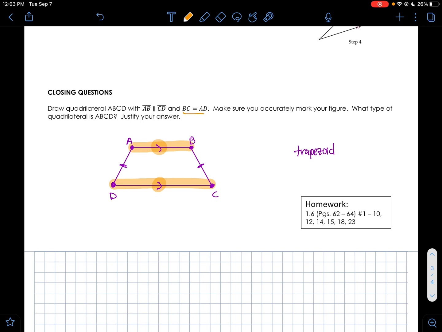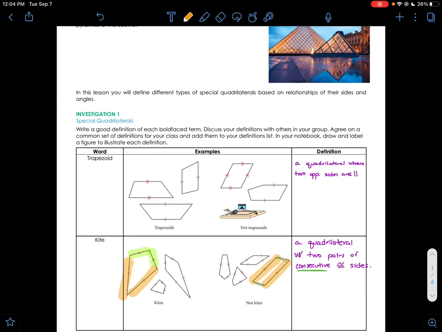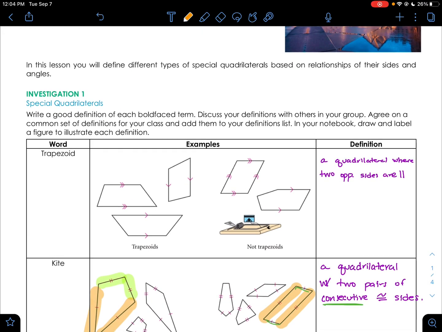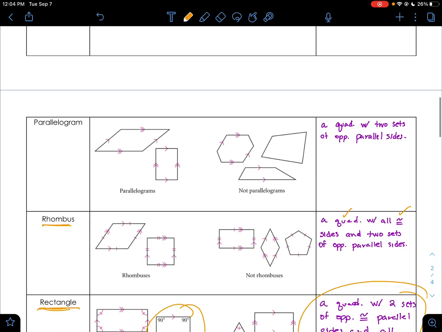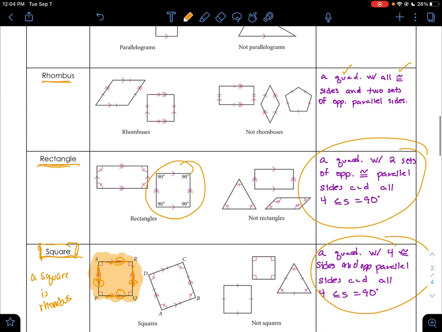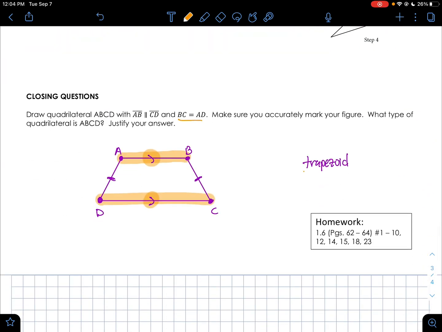Then if you think about what type of shape this is, this would be a trapezoid based on the definition, where a trapezoid is a quadrilateral where two opposite sides are parallel. If you looked at all the definitions, you would notice that the only one that this actually meets the criteria for is a trapezoid. And we'll actually learn that this is a special type of trapezoid that we just drew in a later lesson.